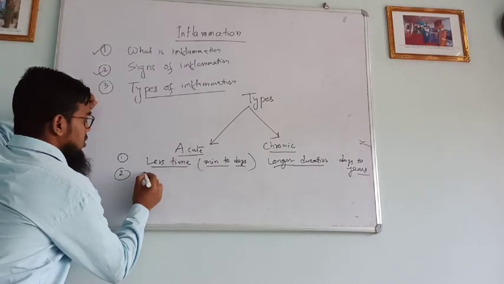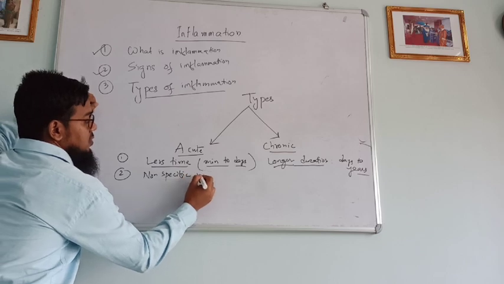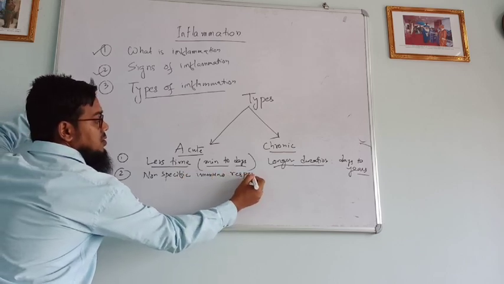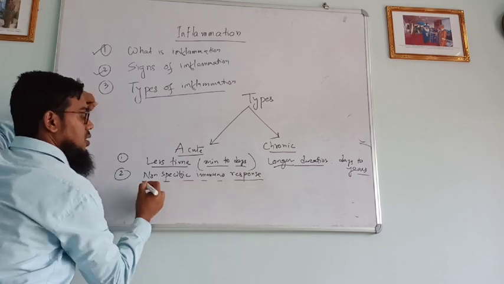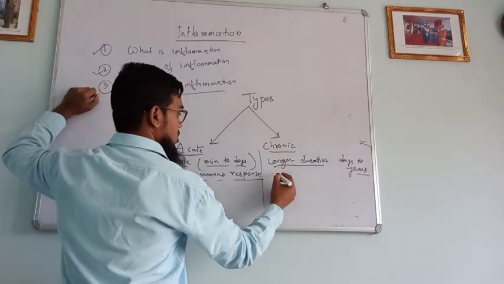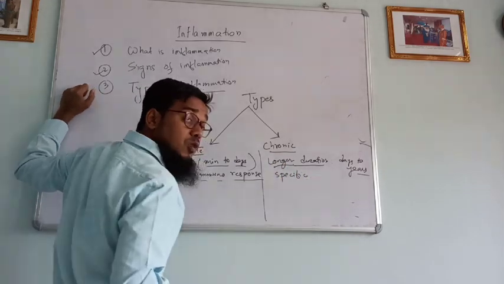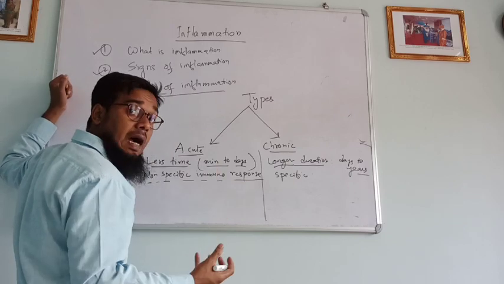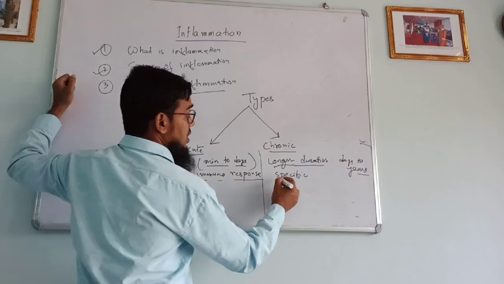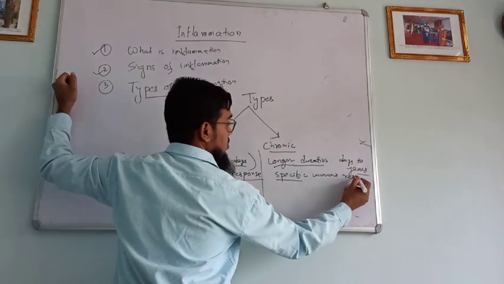Acute inflammation involves a non-specific immune response. But in chronic inflammation, sometimes a specific immune response is produced, like rheumatoid arthritis, gout, or inflammatory bowel syndrome. These are called specific immune responses.